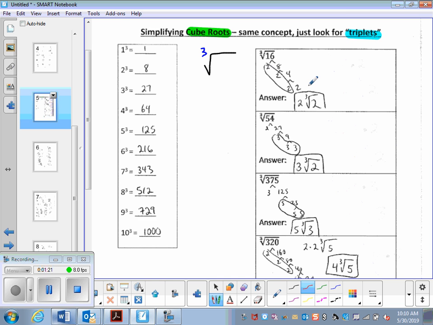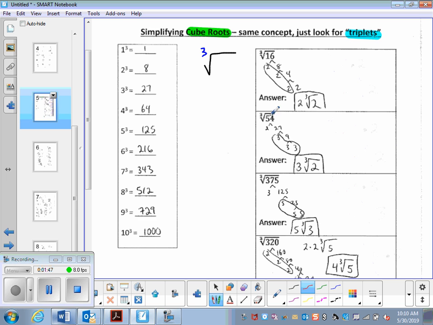So we're going to do one of our prime factor trees, and this time, since our index is a 3, we're going to look for triplets. Within the 16, there is actually a 2 times 2 times 2. That would be the 8, and the cube root of 8 is 2. So I pulled out this 2, and then this 2 is left underneath the radical, and it's called the radicand. So it's the same concept. You're just looking now for triplets.